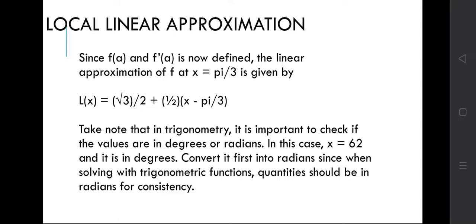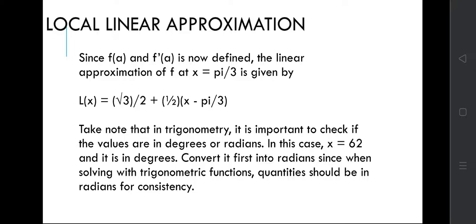So since f of a and f prime of a are now defined, the linear approximation of f at x equal to pi over 3 is given by L of x is equal to the square root of 3 over 2 plus the quantity 1/2 multiplied by x minus pi over 3. Take note that in trigonometry, it is important to check if the values are in degrees or radians because they are very different in calculation.